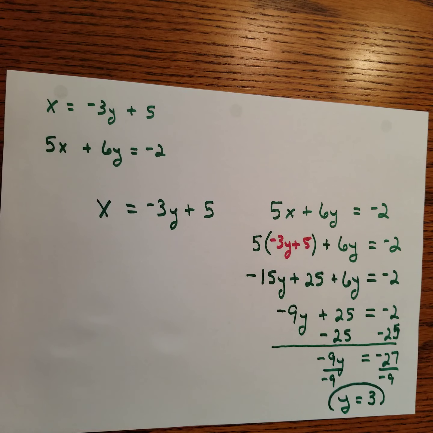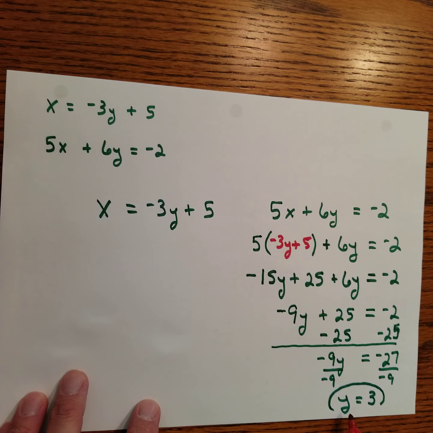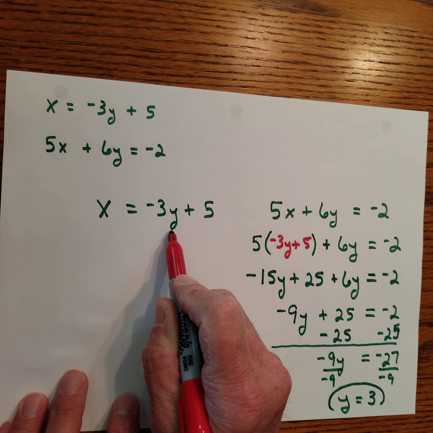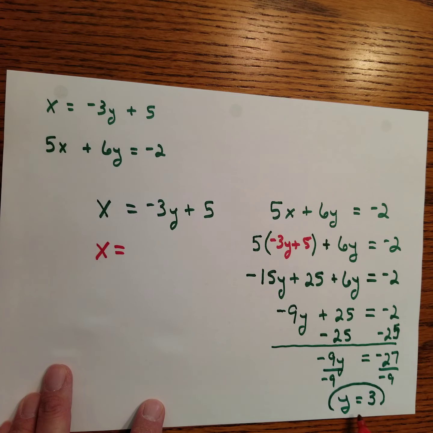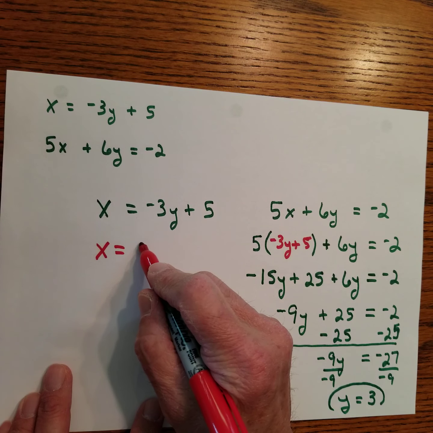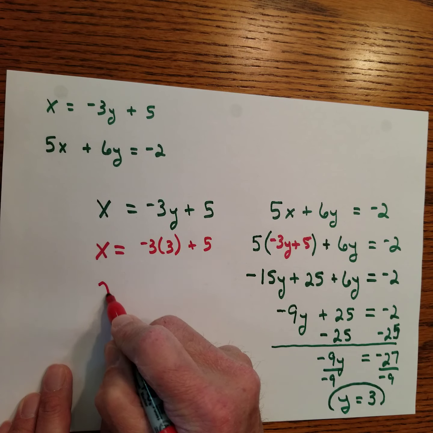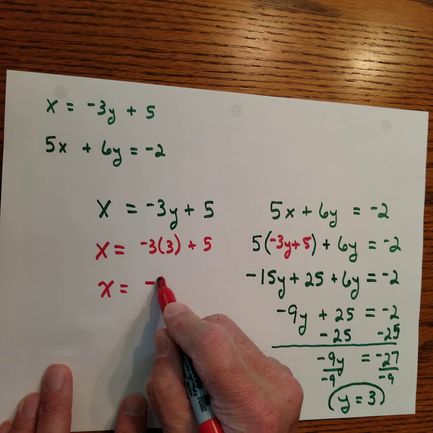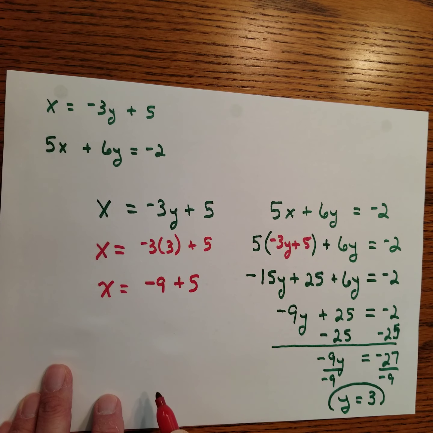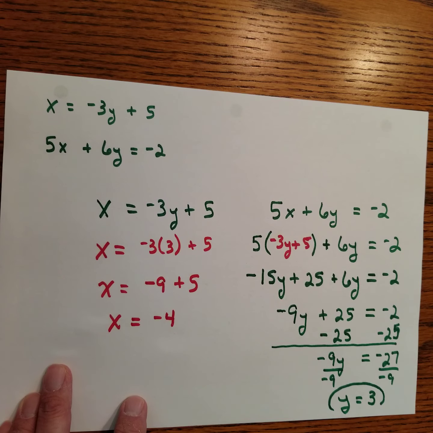To get the x value, I'll come back to this equation. And I know that y is equal to 3, so I can substitute 3 in for y right here. I'll have x equals, I'll plug in 3 for y, negative 3 times positive 3 is negative 9, and negative 9 plus 5 is negative 4.